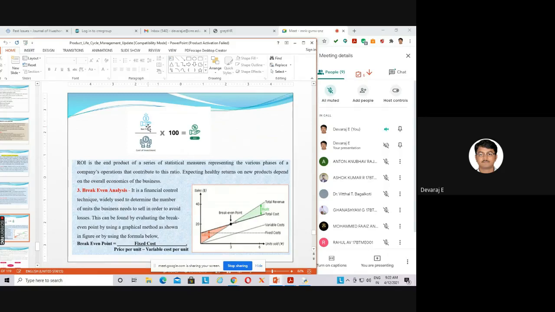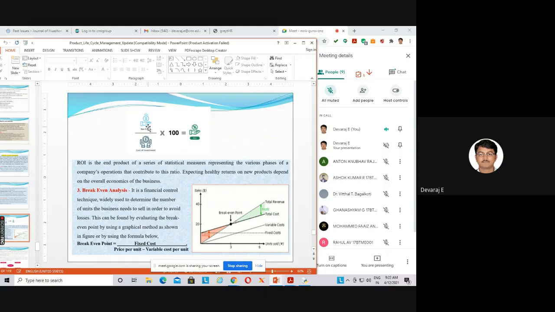Then you will get back. Once you sell the products, if you're fixing 10 rupees per product, and you're investing around 5 rupees for that product, then 5 into 100 products for that month is 500. So your cost of investment is 500, and net profit is what you're getting. If you're selling at 10 rupees, 10 into 100 is 1,000 rupees.